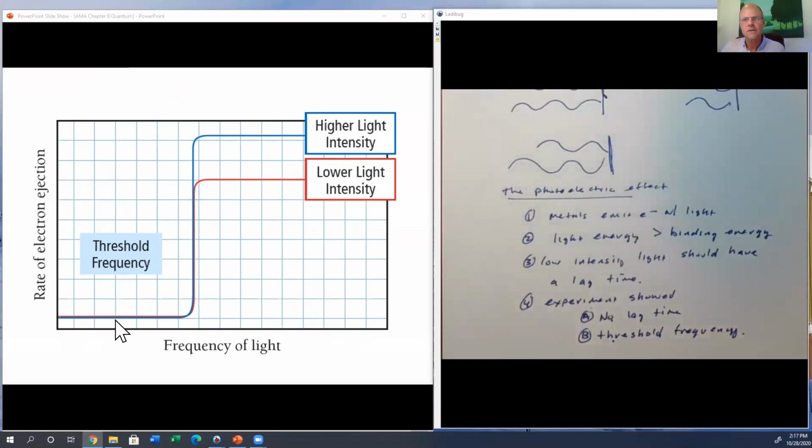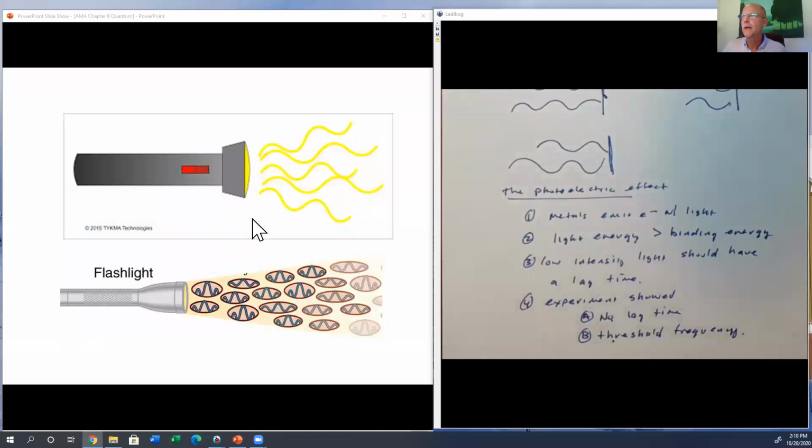That was weird, according to a wave understanding of light. Once you hit this threshold frequency, if the light was high enough frequency, then you'd get photoelectrons produced, and different intensities would just change the number of photoelectrons. So that was what was observed experimentally.